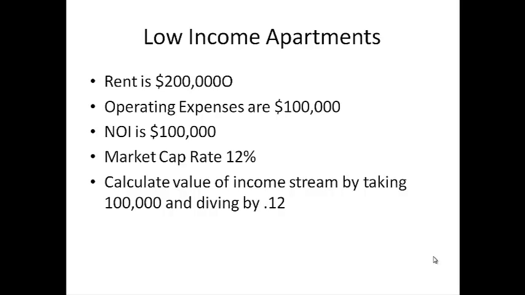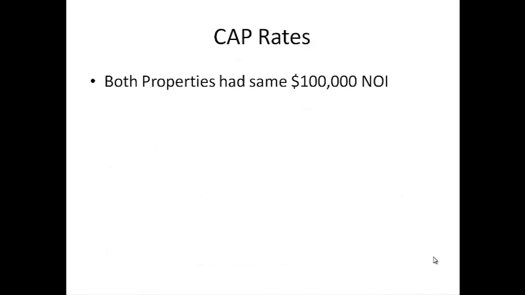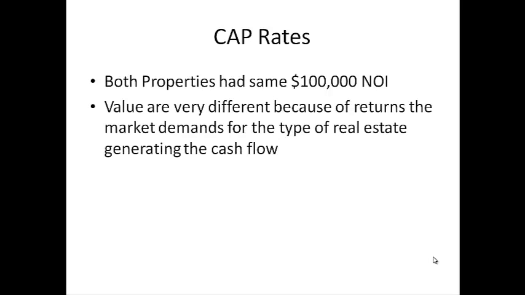So again, to calculate the purchase price, you would take that $100,000 cash flow and divide it by 0.12. And that puts a value of $833,333 on that $100,000 cash flow. So what's very interesting here is that both properties had the same net operating income, but they had very different values because of the cap rates.